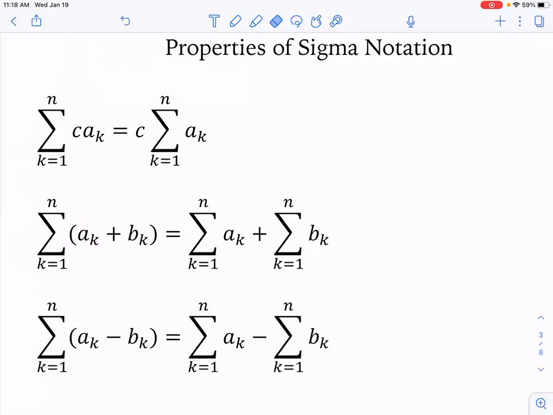Is sigma variable plus a constant also equal to sigma variable plus sigma constant? Like if it's x plus 2, does that equal sigma x plus sigma 2? Yes. All right. We're on the same page.